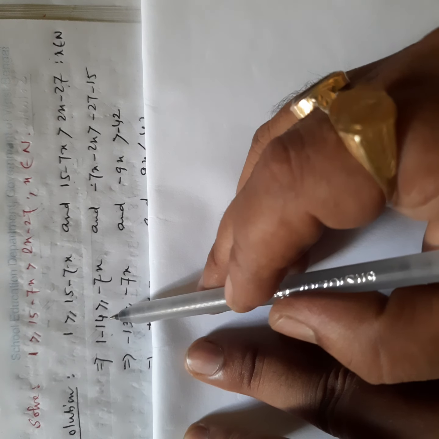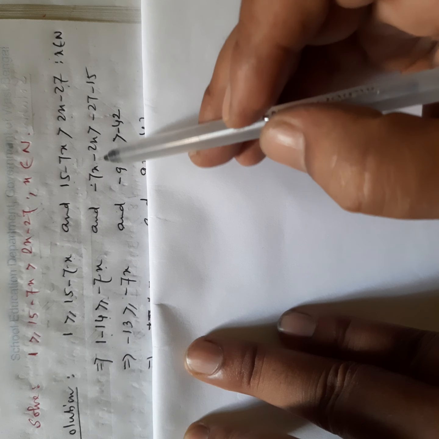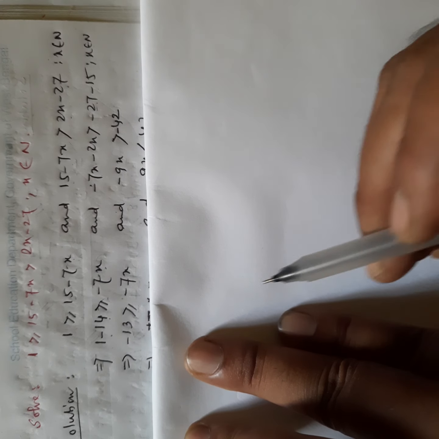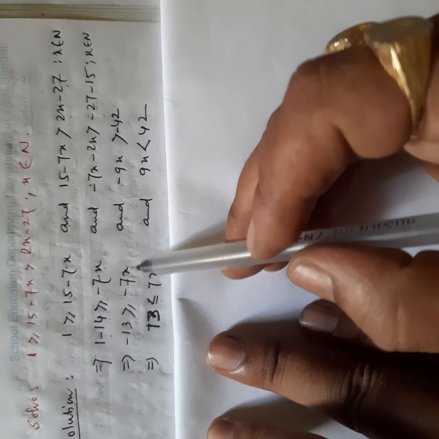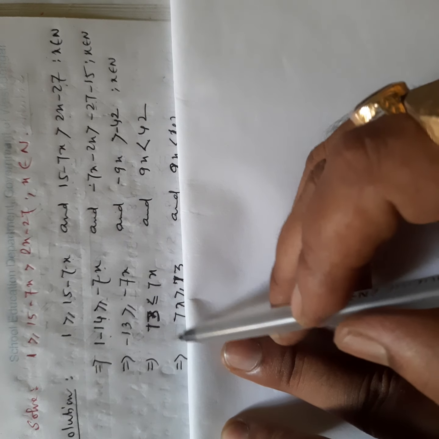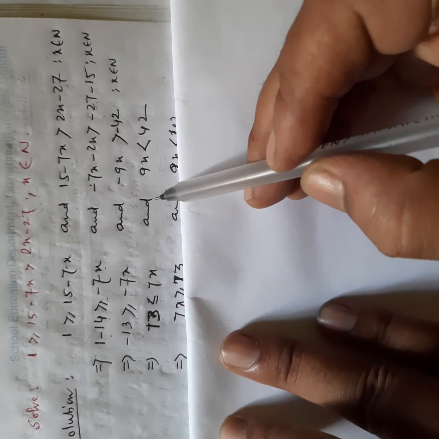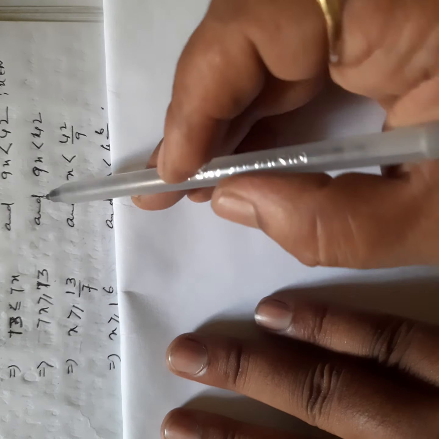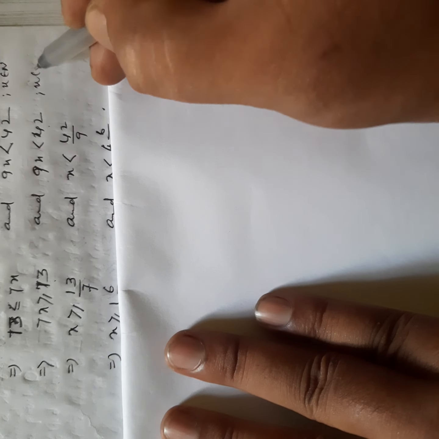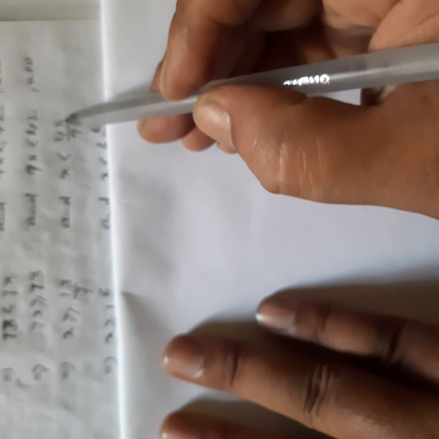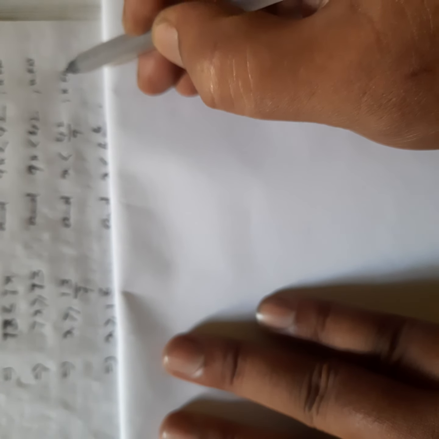This implies that 1 − 14 ≥ −7x and −7x − 2x ≥ −27 − 15, such that x belongs to capital N. This implies that −13 ≥ −7x and −9x ≥ −42. This implies that 13 ≤ 7x and 9x ≤ 42. This implies that 7x ≥ 13 and 9x ≤ 42. This implies that x ≥ 13/7 and x ≤ 42/9, such that x belongs to capital N.